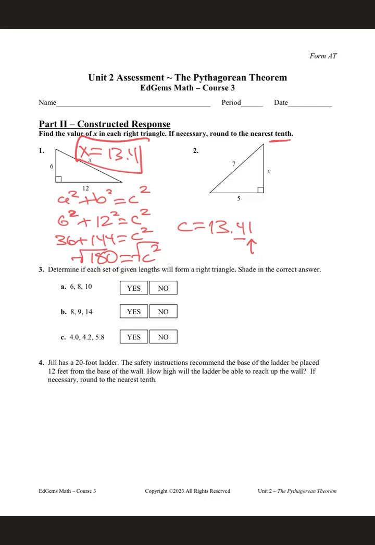Okay, let's take a look at number 3. On number 3, it says determine if each set of lengths will form a right triangle. Shade in the correct answer. So for part A, you got 6, 8, and 10. You got it, Pythagorean's theorem. So you might want to use some scratch paper on this one. So I'm going to expand my page out, and let's go ahead and get out some scratch paper, and let's work on number 3.